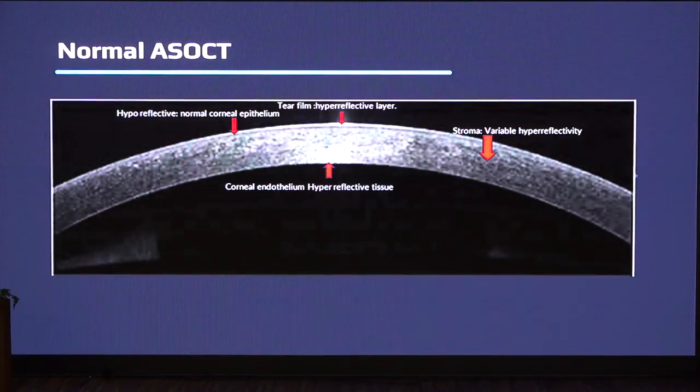The tear film is the first, anterior-most layer, which is a hyperreflective layer. Just behind that, you have the corneal epithelium, which is relatively hyporeflective, and the stroma is of variable reflectivity, hypo to hyper you can say, but not very hyper or not very hypo. Then the endothelium again appears hyperreflective.